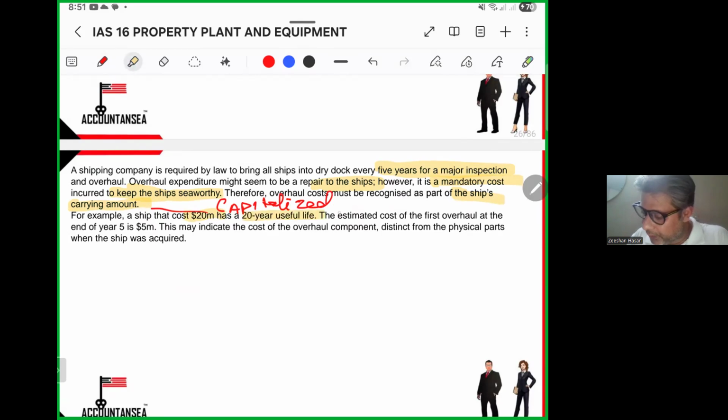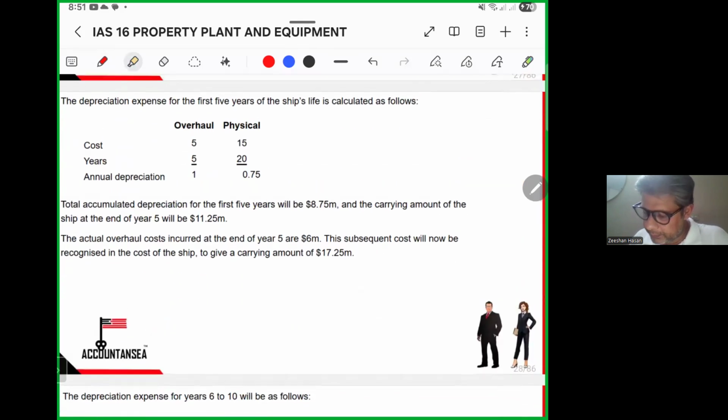So, for example, a ship costs $20 million and has a 20 year useful life. The estimated cost of the first overhaul at the end of 5 years is 5 million. This may indicate the cost of an overhaul component distinct from the physical parts when the ship was acquired. So the depreciation expense for the first 5 years of the ship's life is calculated as: overhaul cost 5 million, physical it is 15 million. Years are 5 and here it is 20. So annual depreciation you can see here 1, but here it is 0.75. So total depreciation for the 5 years will be 8.75 and the carrying amount of the ship at the end of year 5 is 11.25 million.